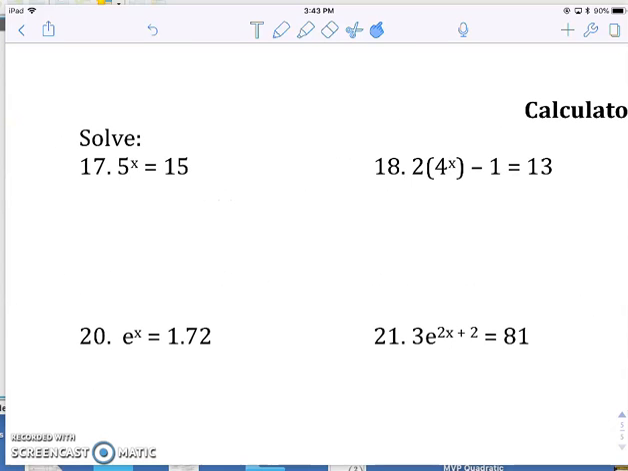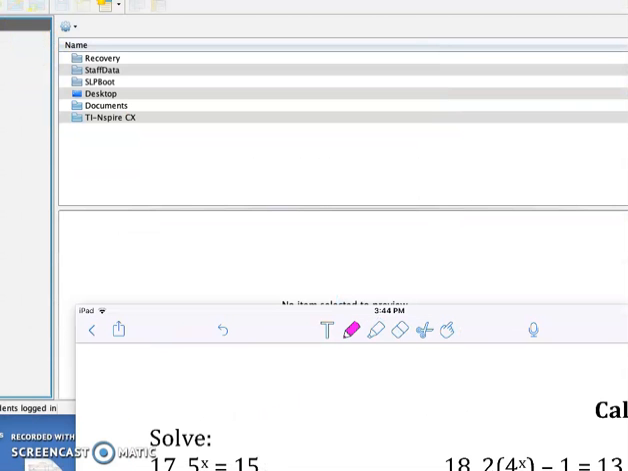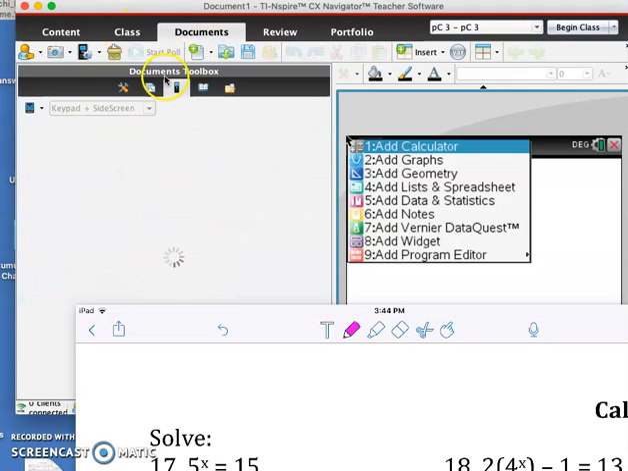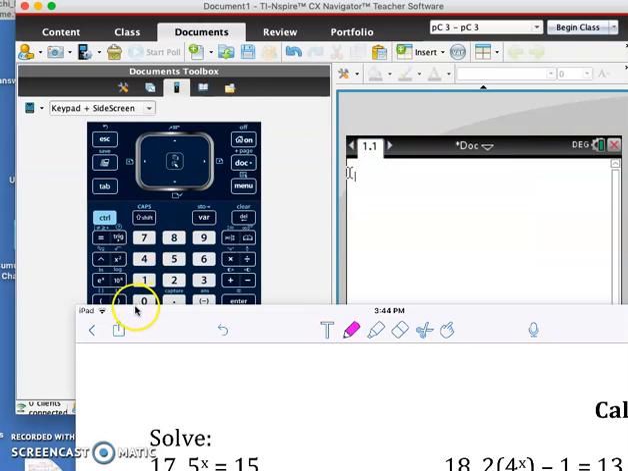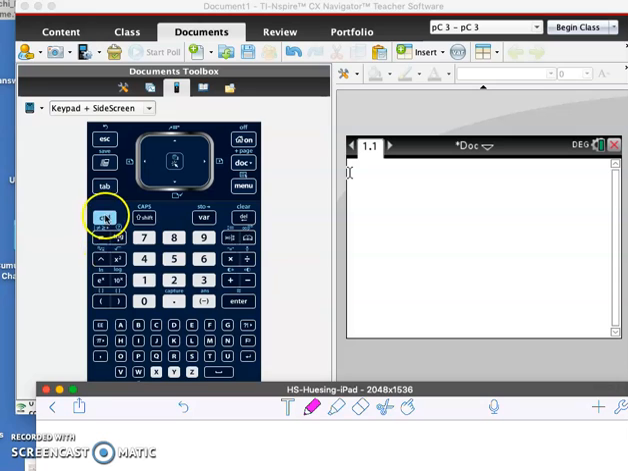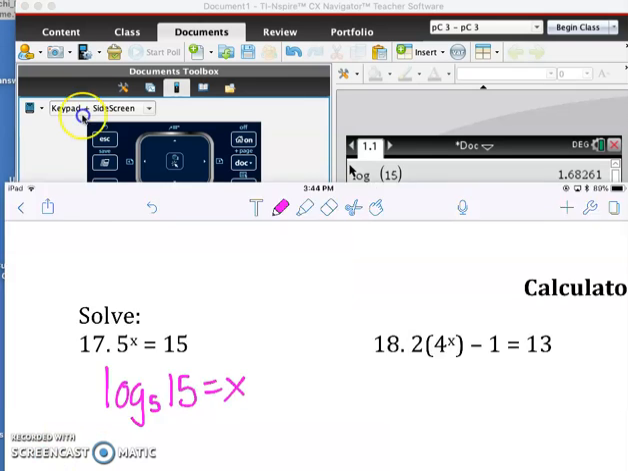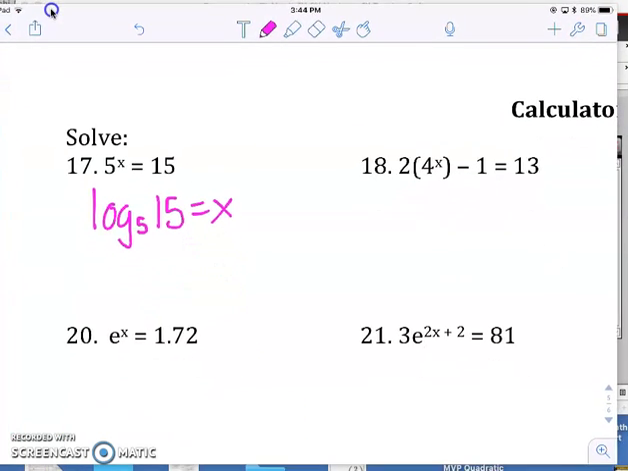Calculator part. So this first one, well, it's an exponential form, so let's turn it into a log. So log base 5 of 15 equals x. And then we can just go to our calculator here. Let's see if I can bring it up. So our log key, log base 5 of 15, so 1.68.